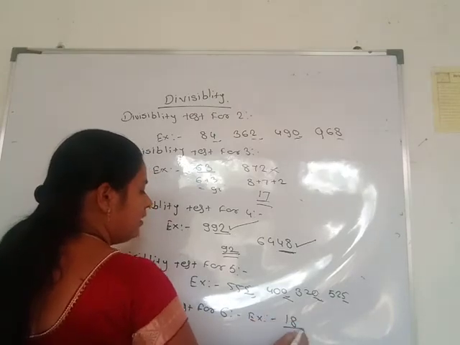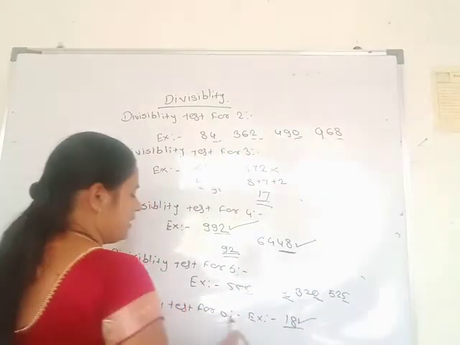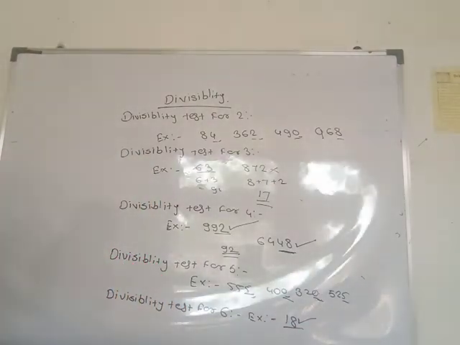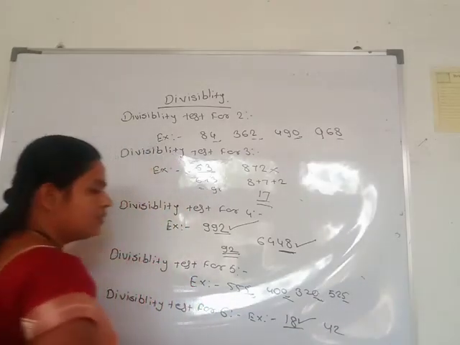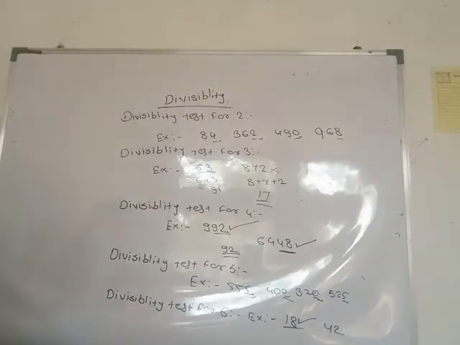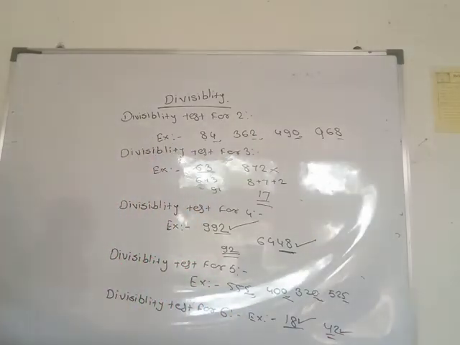18. This number is divisible by 2 and also 3. 3 sixes are 18, 2 nines are 18, and this number is divisible by 6. Then 42. This 42 is divisible by 2 and by 3. Therefore 42 is also divisible by 6. It means if a number is divisible by 2 as well as 3, then that number is divisible by 6.